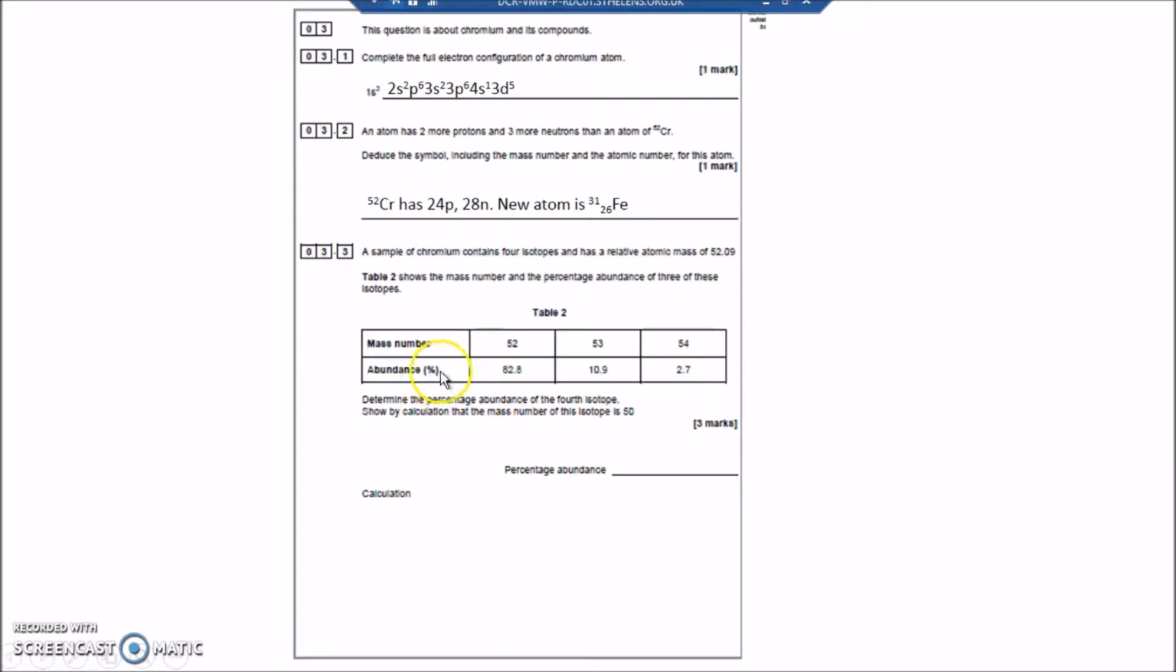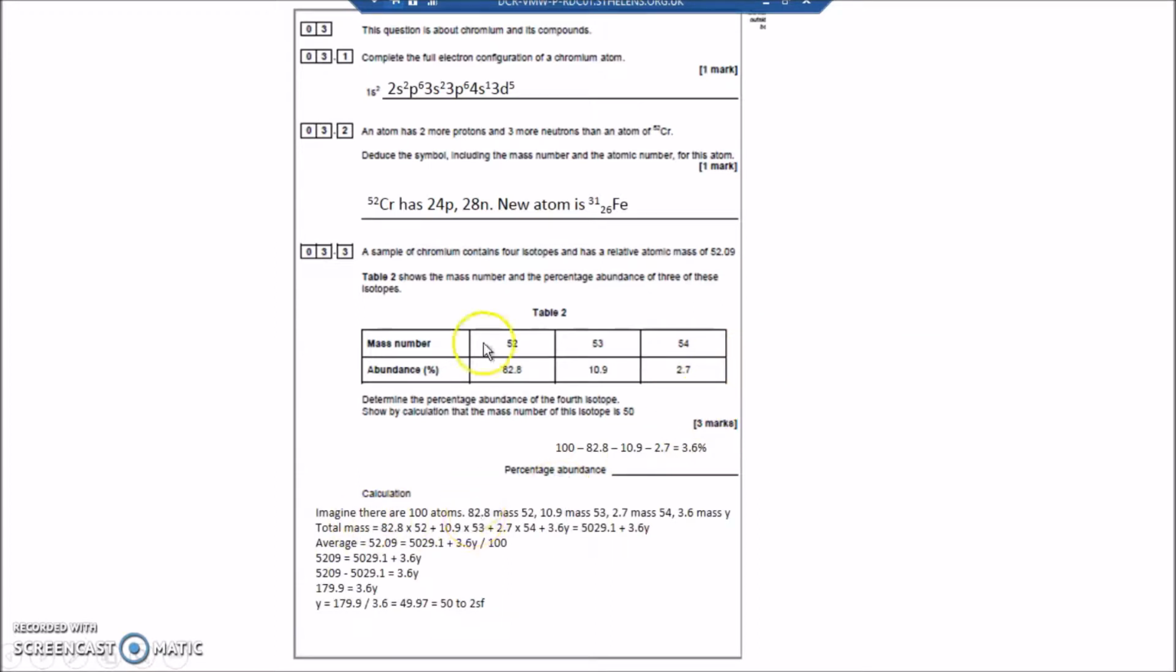One thing I can do is work out the percentage abundance. So if I add these all up, then the missing percentage, that is 100 subtract these 3 numbers here, 82.8, 10.9 and 2.7, will tell me the missing percentage of the final isotope. I don't know its mass. So 100 take away 82.8, take away 10.9, take away 2.7. I've got 3.6% of another isotope.